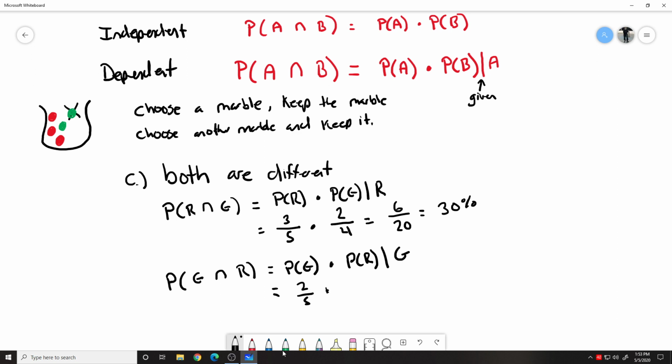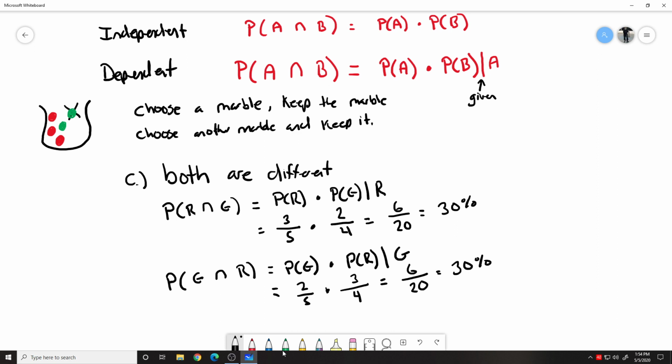Times the probability of now picking a red. There's still 3 red marbles because we took a green on the first one, but there's not 5 marbles left because we took one. There are 4 marbles left. And you'll notice, look at this, it's going to give us the same answer, right? It's still going to be 6 over 20, which equals a 30% chance.